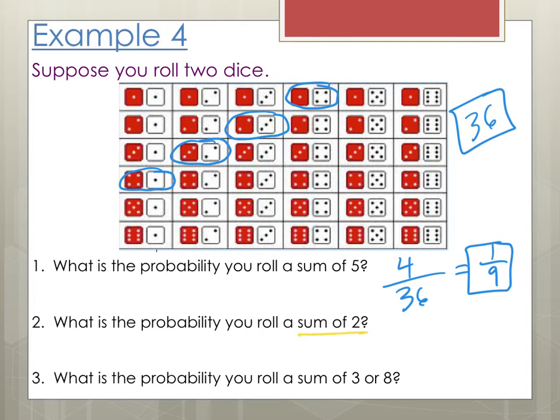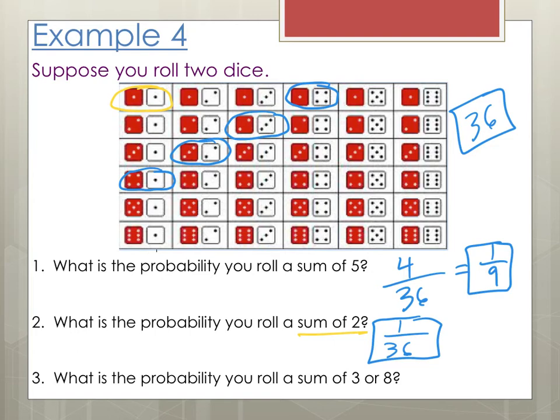Well, sum of 2, there's really only one choice, right? The only way you can get a sum of 2 is if both of them are 1s. And so it looks like there's one choice out of the total 36. Here we can't reduce, so that would be my final answer, 1 out of 36 chance.